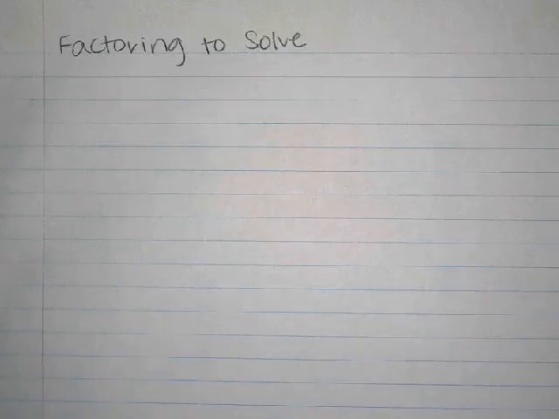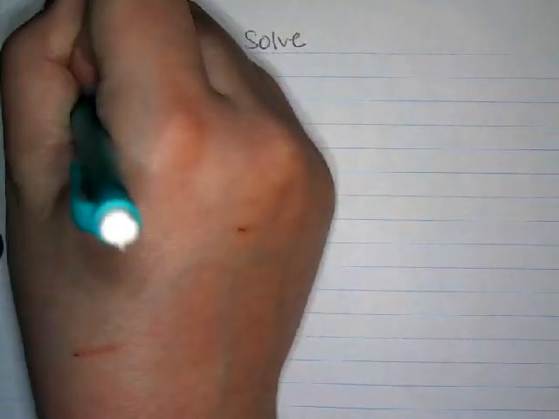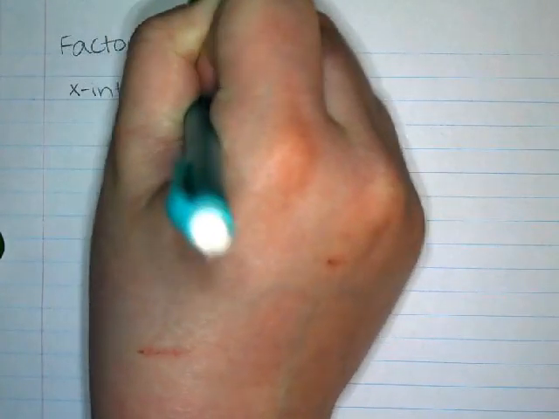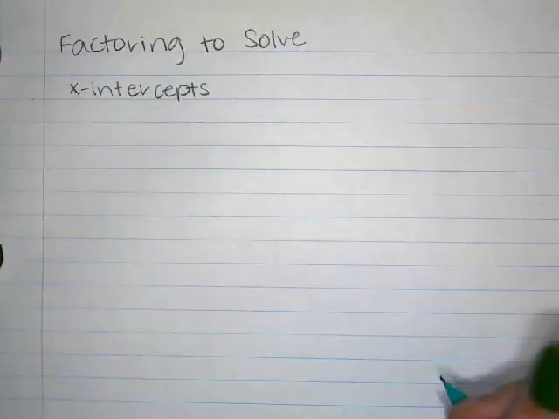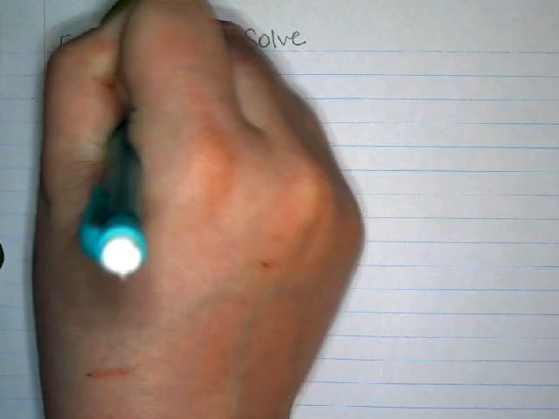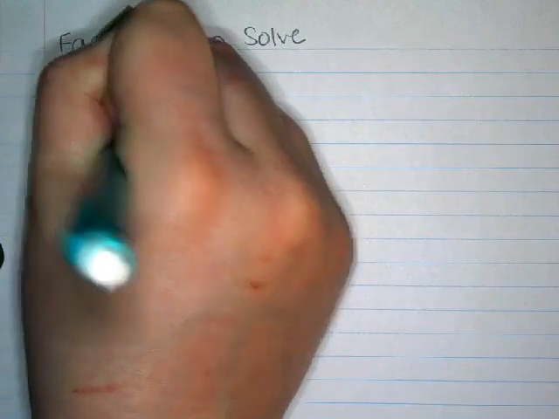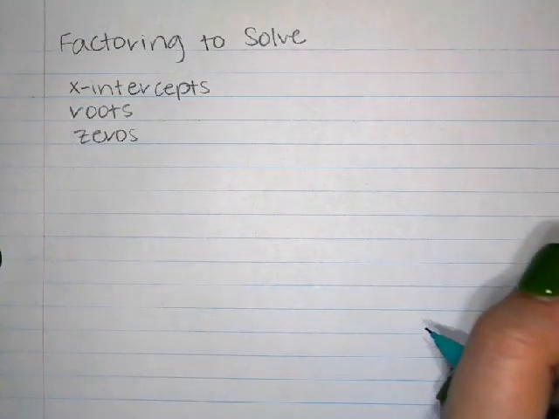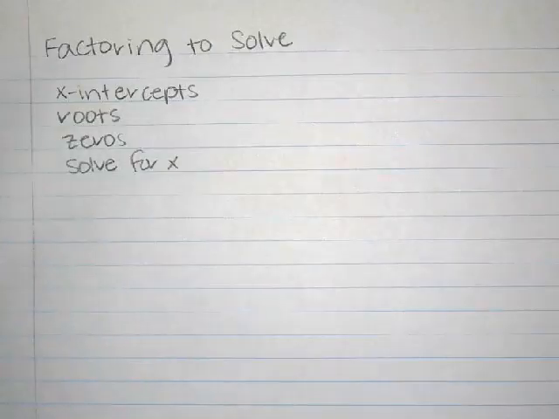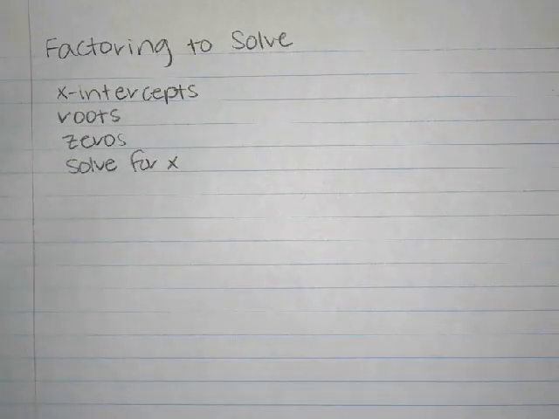There are different explanations for what they could ask us to solve. They could be asking us to find x-intercepts. They could be asking us to find roots. They could be asking us to find zeros. Or in the instructions, they could say solve for x. And then they could give us a quadratic function. Those are all different ways of asking for the exact same thing.